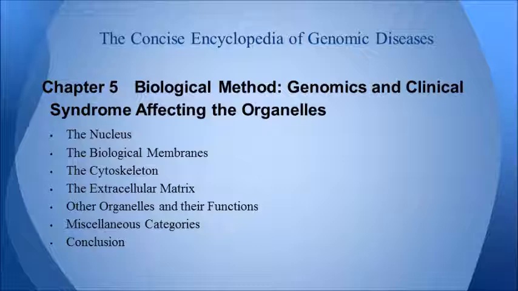The 5th chapter describes the biological method of understanding genomics and clinical syndrome affecting the organelles. This includes the nucleus, the biological membranes, the cytoskeleton, extracellular matrix, other organelles and their functions, miscellaneous categories, and the conclusion.